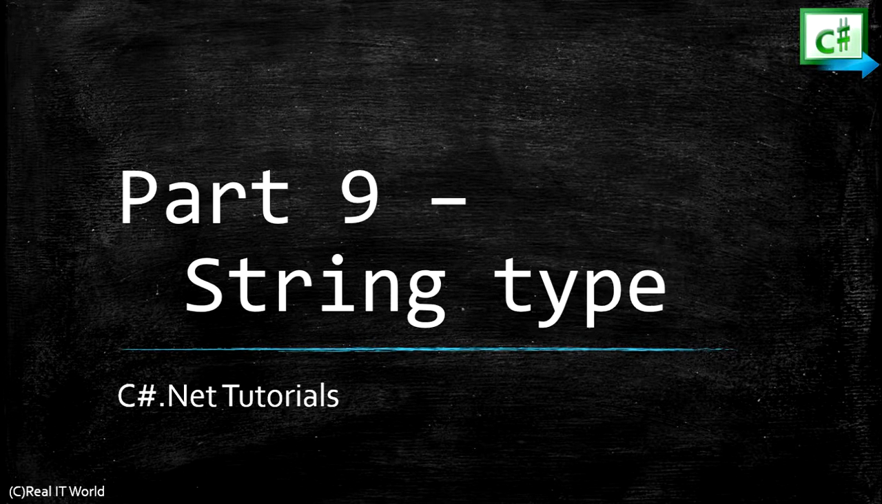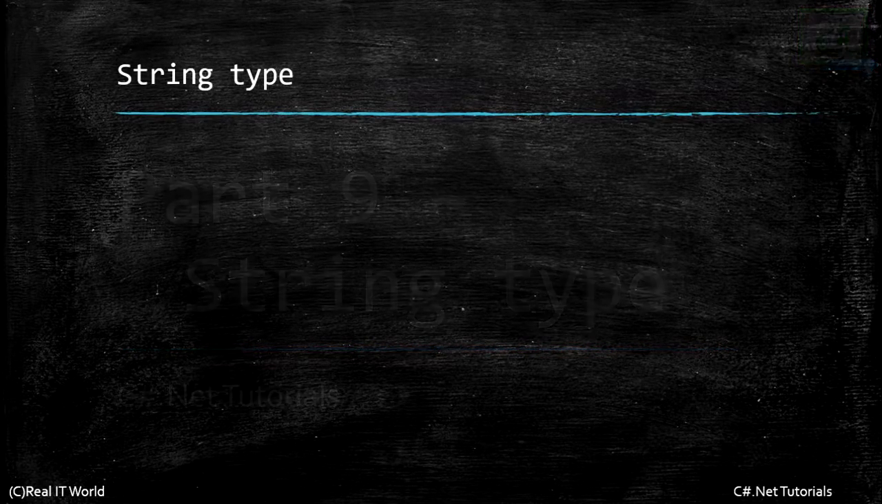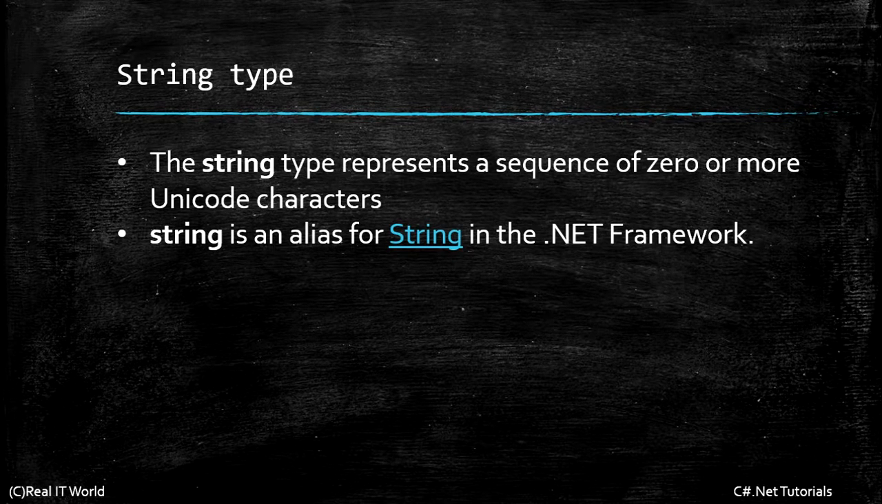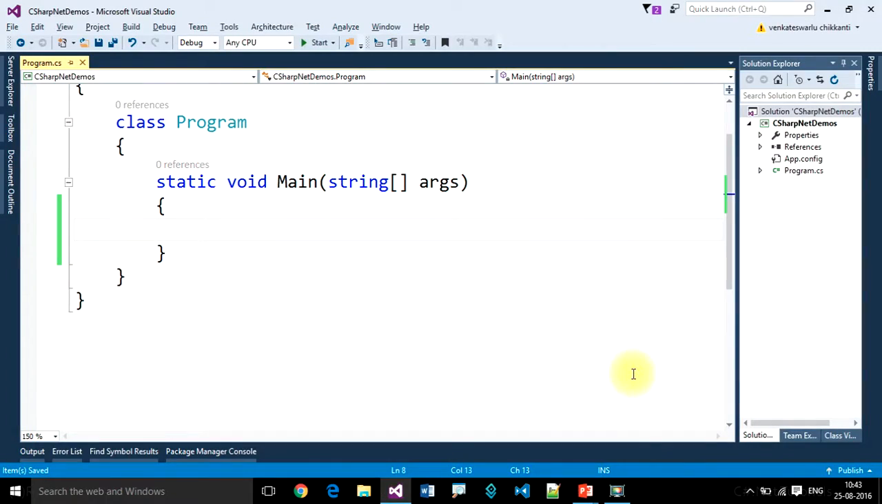Welcome to C# .NET tutorials part 9, string type. A string is a sequence of characters. It can have 0 characters or more than 0 characters. So string is an alias for the String type in the .NET Framework. Basically, this is the string keyword we will use.